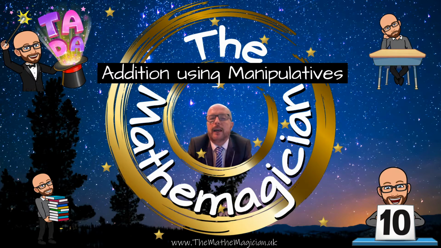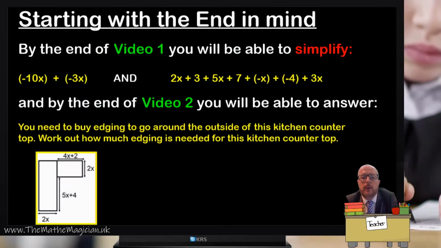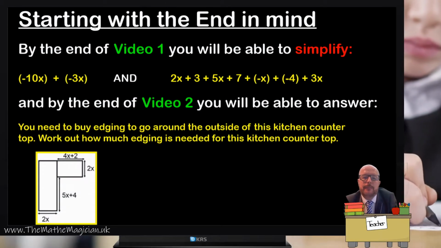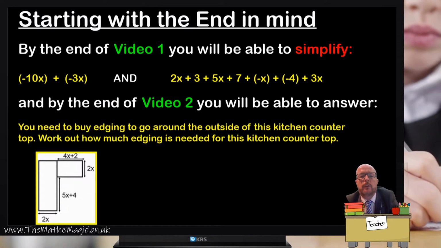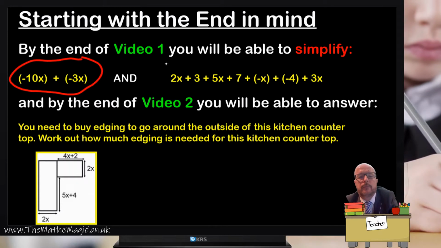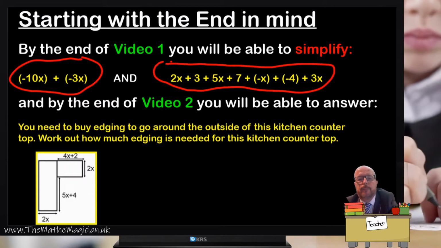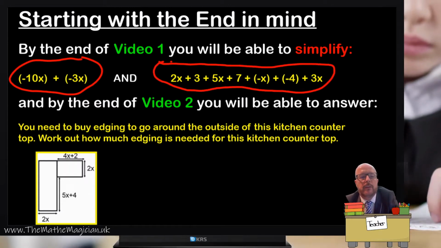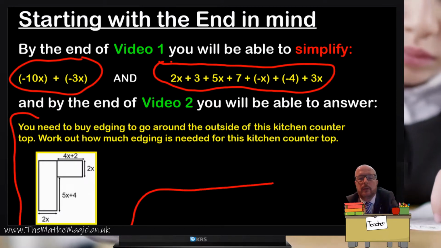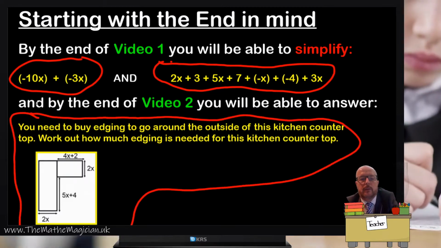Don't forget, the tiles are just a teaching tool and you don't have to use them in the exam, but you can if you want. Let's go to the classroom and I'll show you the types of questions you'll be able to answer at the end of today's lesson and at the end of the following lesson. So we're going to be starting the lesson with the end in mind. That means that we'll look at the questions that we'll be able to answer at the end of the lesson. This is one and this is another. And at the end of the second lesson, we'll be able to answer a problem like this.